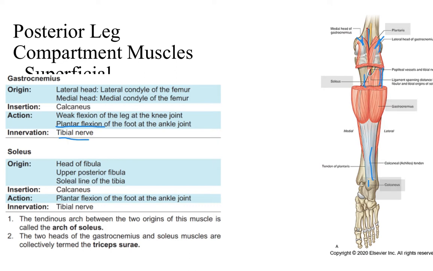All right, the soleus then is going to be right underneath the gastrocnemius. So you see this muscle here, and you can see it on either side of the tendon, the Achilles tendon or the calcaneal tendon, going down here to the calcaneus. Its insertion is also the calcaneus, and it's going to have the same function, plantar flexion of the foot at the ankle joint and supplied by the tibial nerve.